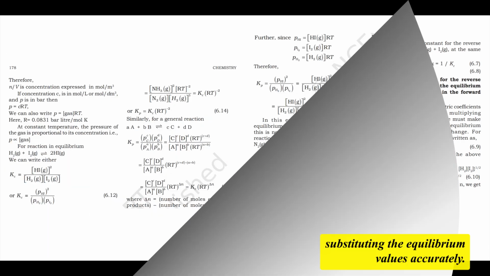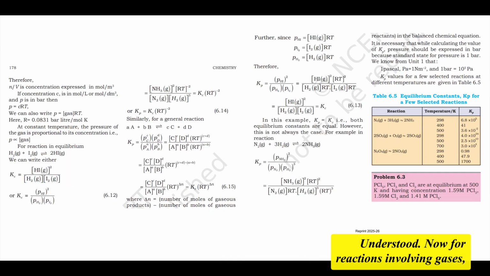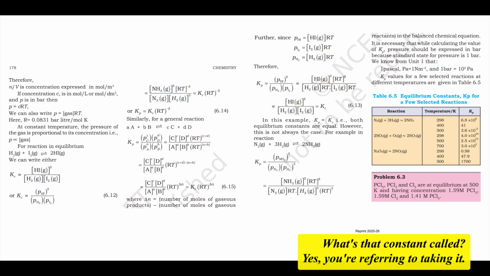Understood. Now, for reactions involving gases, I've heard we sometimes use partial pressures instead of concentrations. Is that right? What's that constant called? Yes, you're referring to Kp.